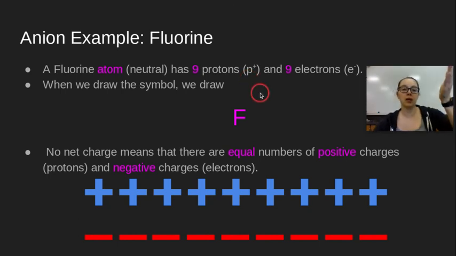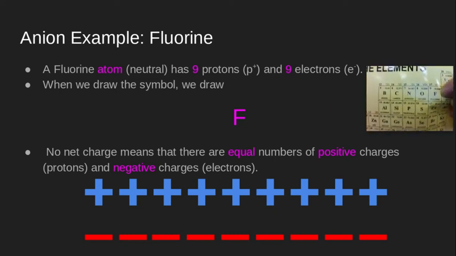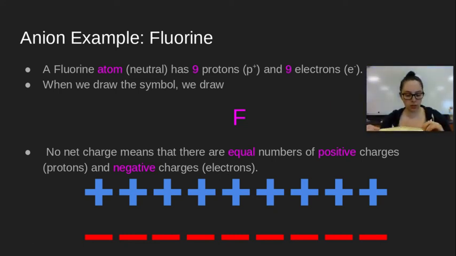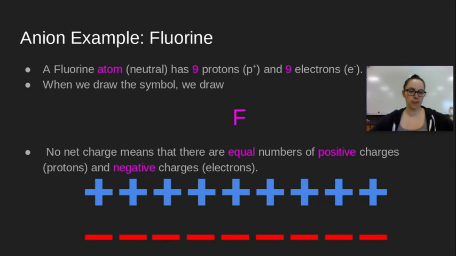Now let's look at our anion example, which we're going to use fluorine. So a fluorine atom, when we say atom, it means neutral, has 9 protons because the protons make it fluorine, and 9 electrons. When we draw the symbol, we draw an F because that is what it looks like on our periodic table. You could also see in our periodic table that 9 right there, hopefully. That's our atomic number. So that's telling me how many protons I have.